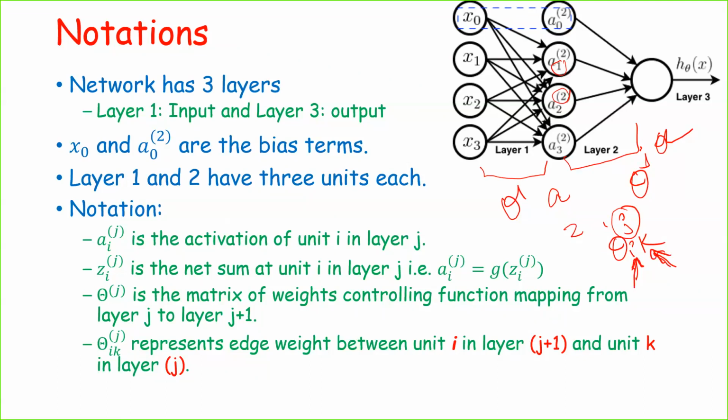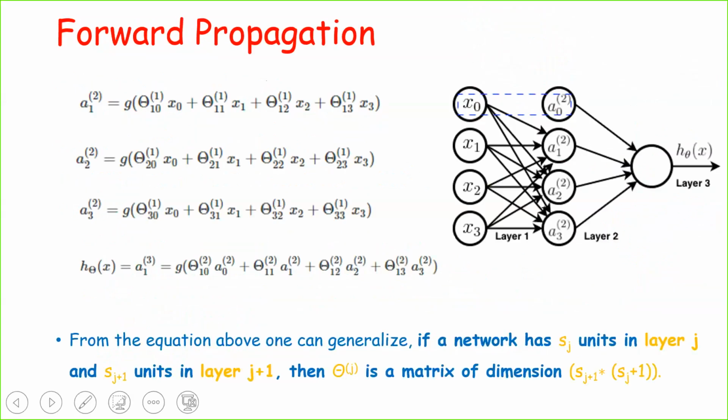So suppose this is theta 1, 1, 2. It means this is the output unit number 1, and this 2 is the input unit number, which is this. It means theta 1, 1, 2 is a weight between x2 and a12. Right? So is that clear? Notation is clear? Shall we proceed? Yes, sir. Yes.